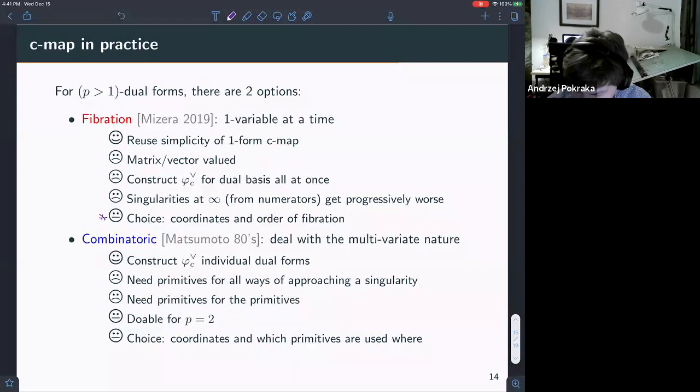The second way you can go about doing this is combinatorially, where you just deal with the multivariate nature of the problem. The positive of this is we can actually construct the compactly supported version of a form individually. We don't need to do it for the whole basis at the same time. The complication with this method is that you need to have primitives for every single way of approaching a singularity. And then you have to take primitives of those primitives, and then primitives of those primitives, until you run out of variables. So we find the sweet spot for this technique is two forms, where it's doable. And it also is plagued by choice. There's a lot of different choices you can make, and it's unclear which is the best.